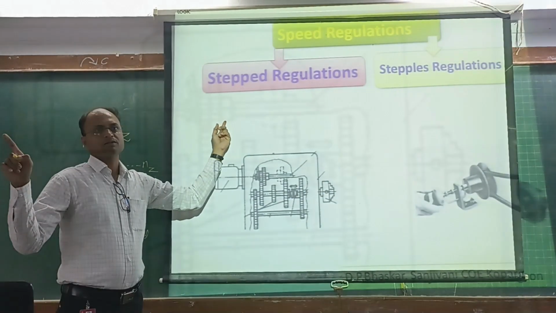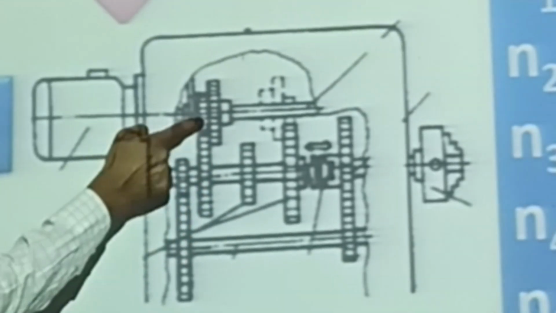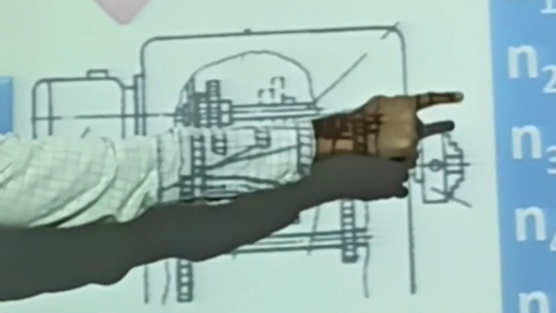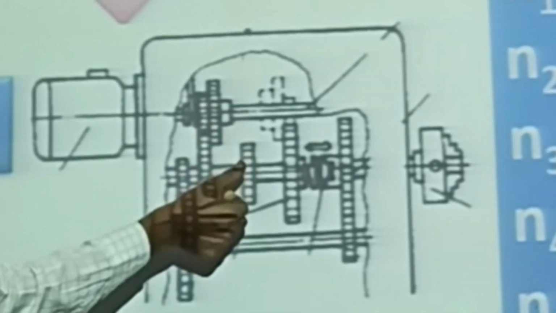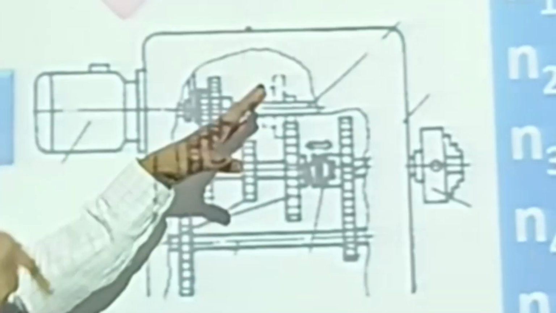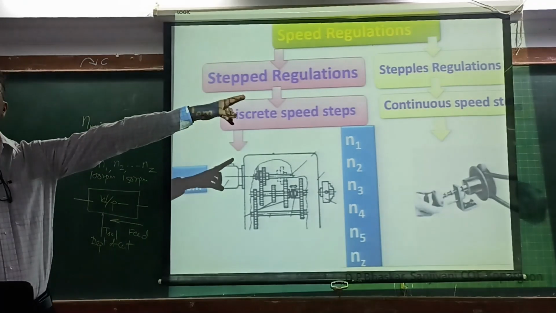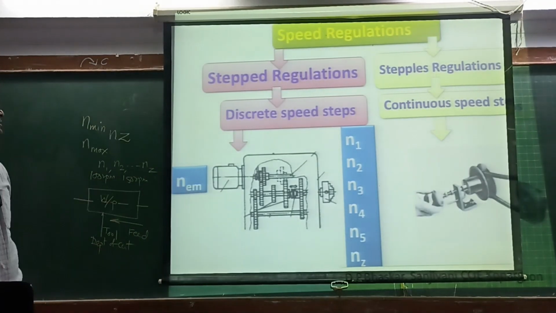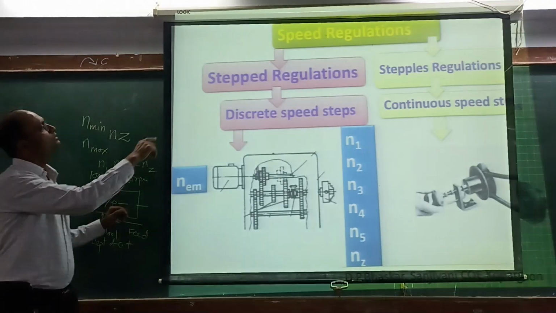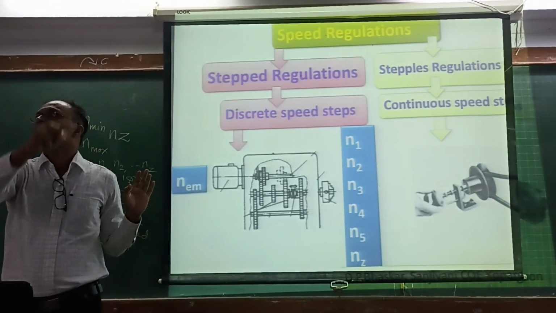By using a gearbox. In this case you can see, by engaging different gears, if this gear engages with this gear, you get a different speed at the output. If this gear engages with its counter gear, then you get a different speed. We'll see later on how it can be achieved. By just engaging different pairs, you can get variable speeds at the output, and that speed will be in the form of discrete steps. Hence it is called step regulation.